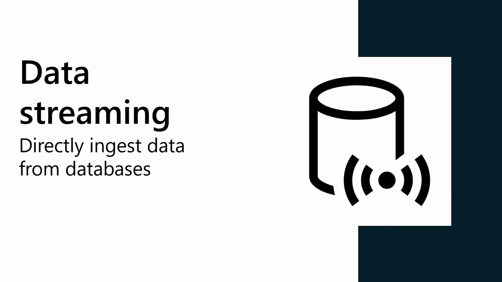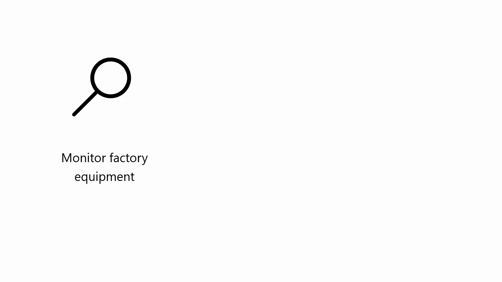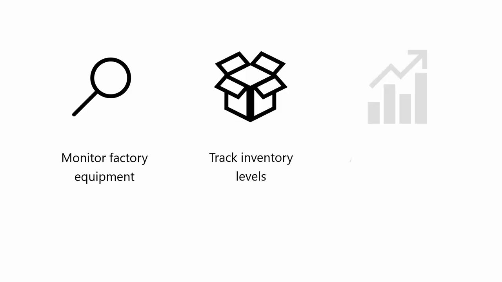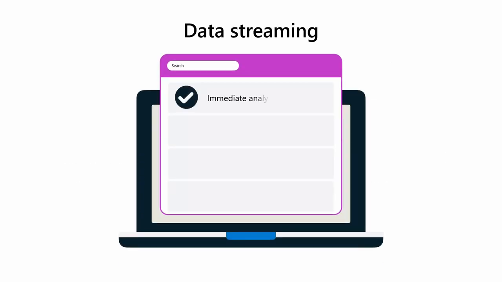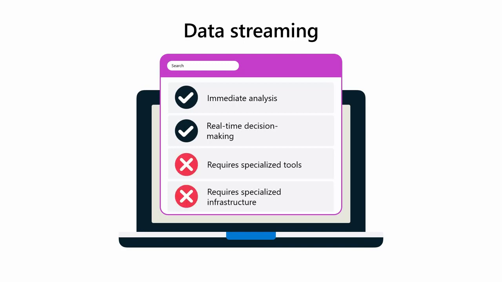Streaming data is continuous, real-time data generated by sensors or other sources. You can ingest data streaming using tools that connect to and process the data as it is generated. For instance, AdventureWorks could use data streaming to monitor factory equipment, track inventory levels, or analyze real-time sales data. Data streaming allows for immediate analysis and decision-making, but requires specialized tools and infrastructure to handle the continuous flow of data.